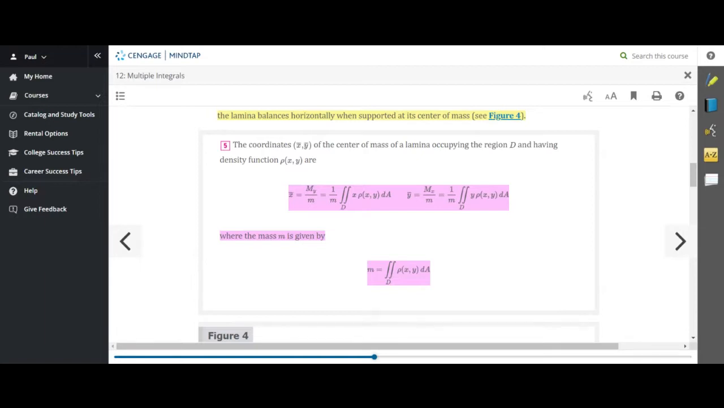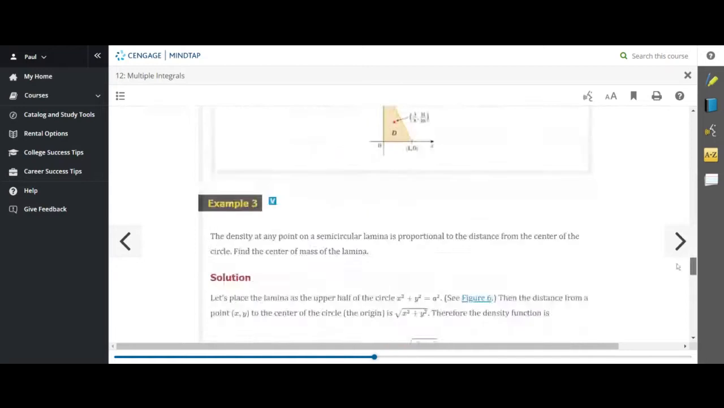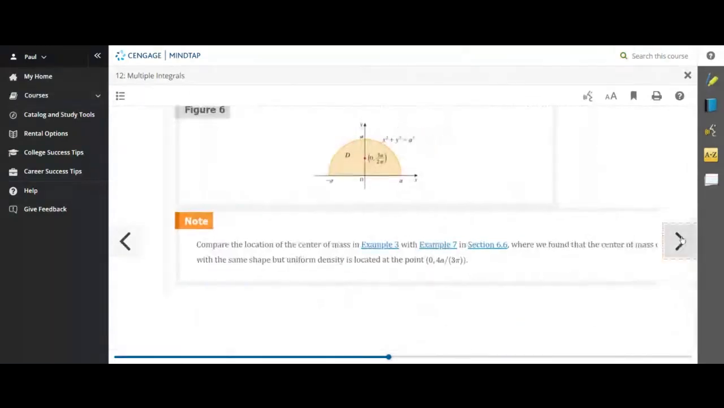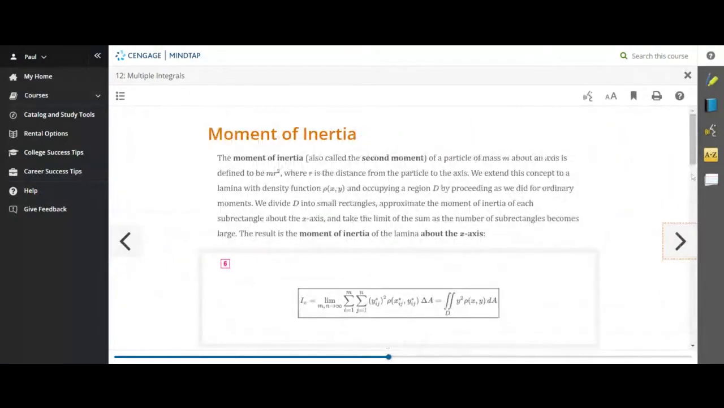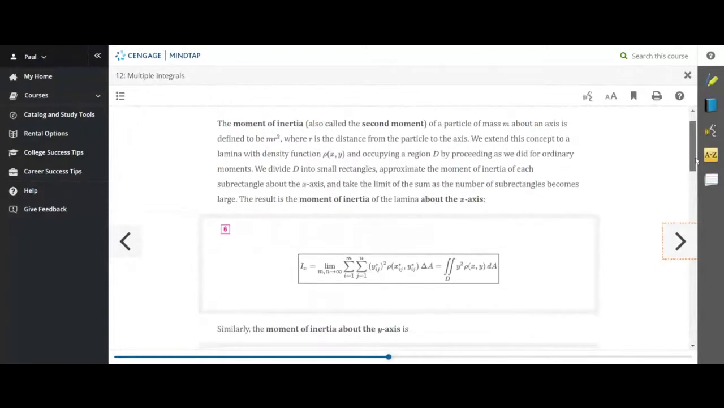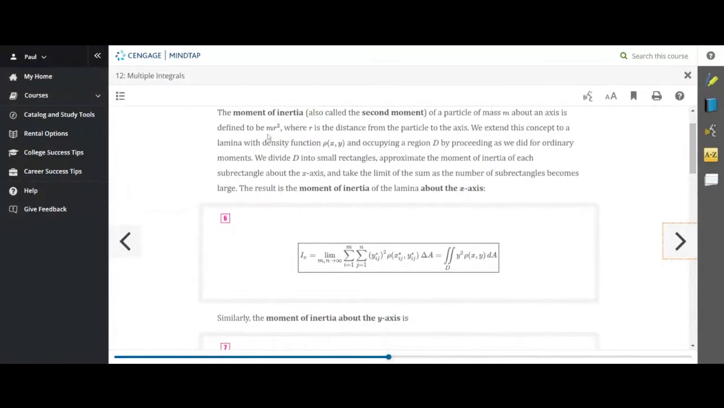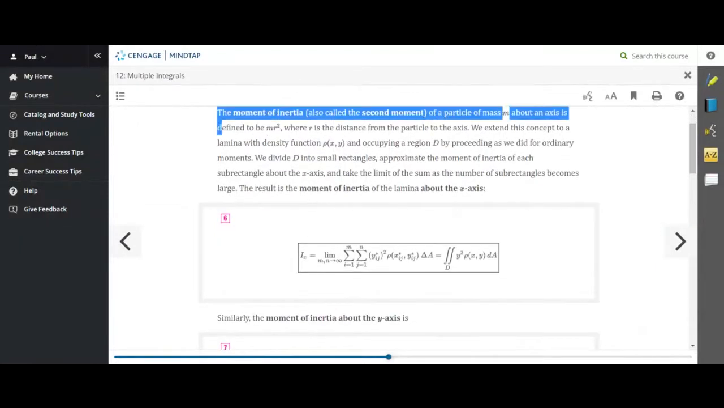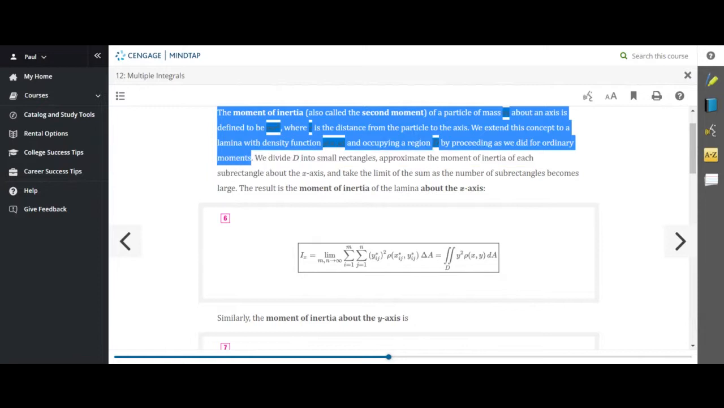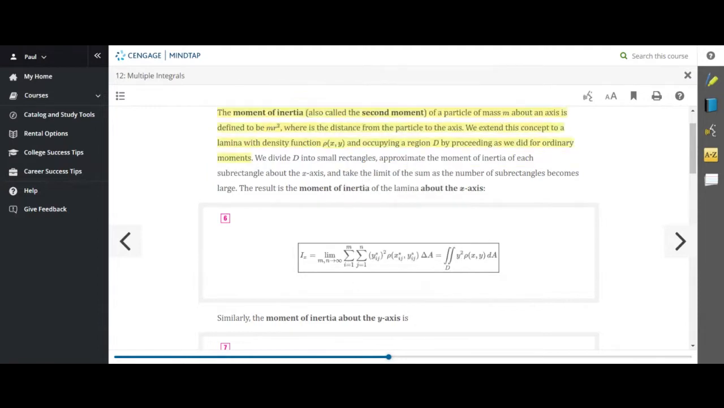Okay, let's talk about moment of inertia. Let's go there, okay? So, moment of inertia about the x-axis. So let me just see here. Let me just highlight this. One moment. Hold on, everybody.